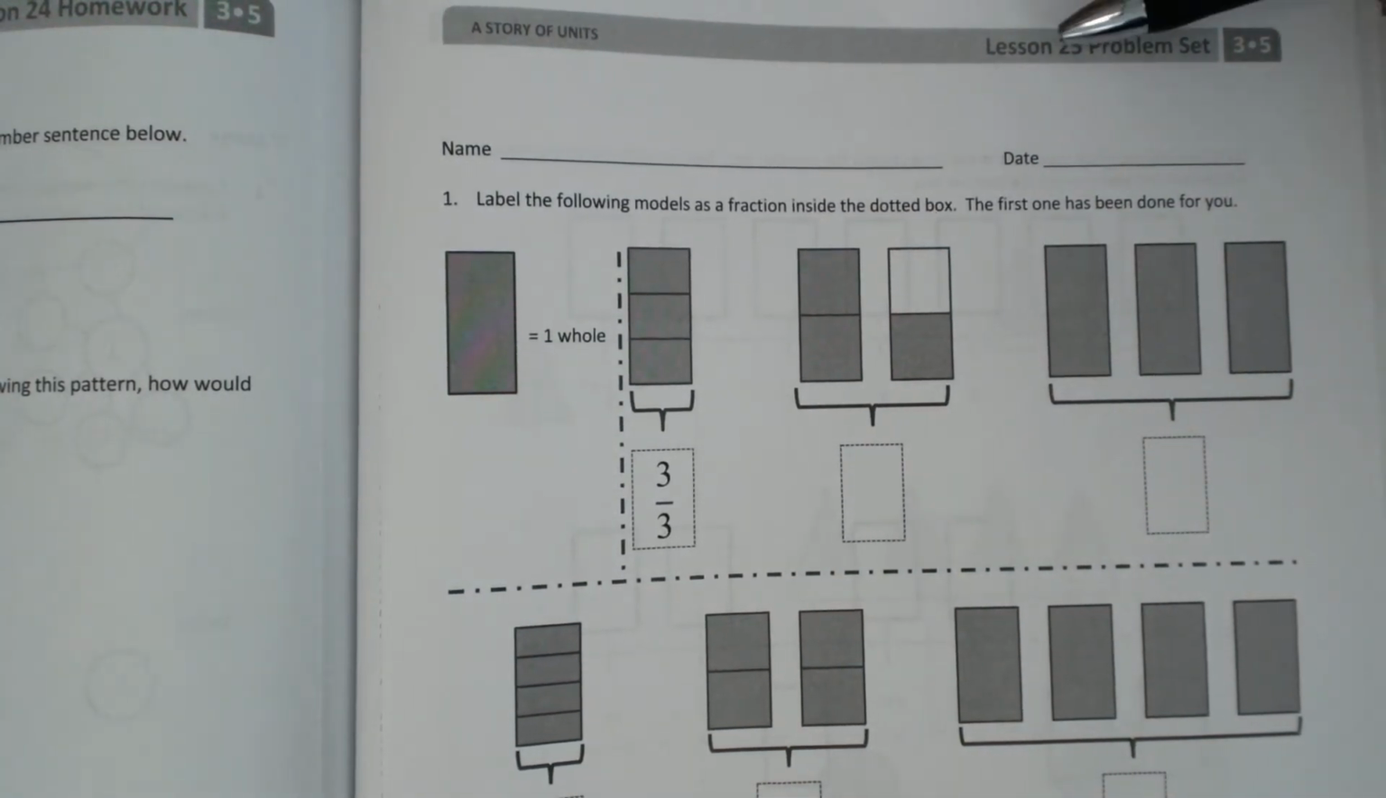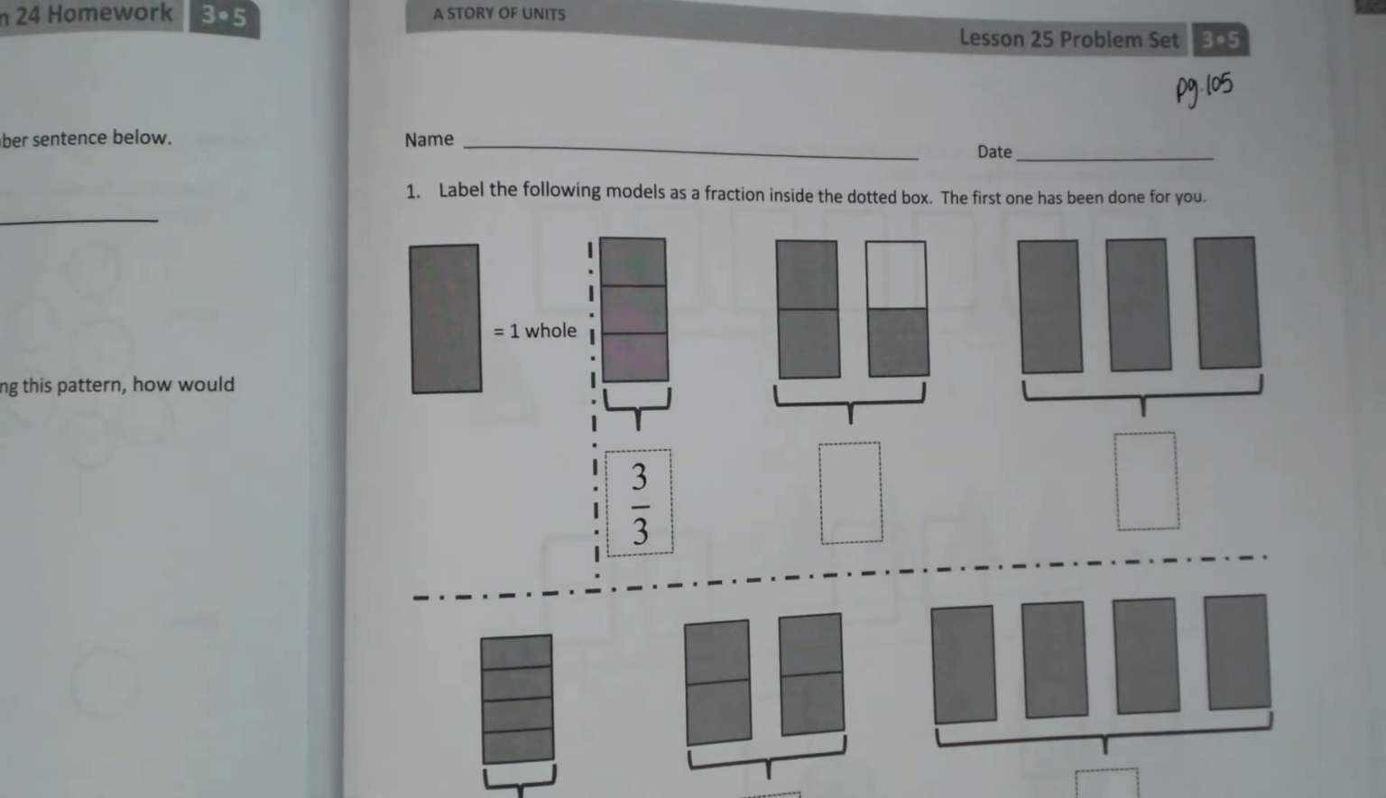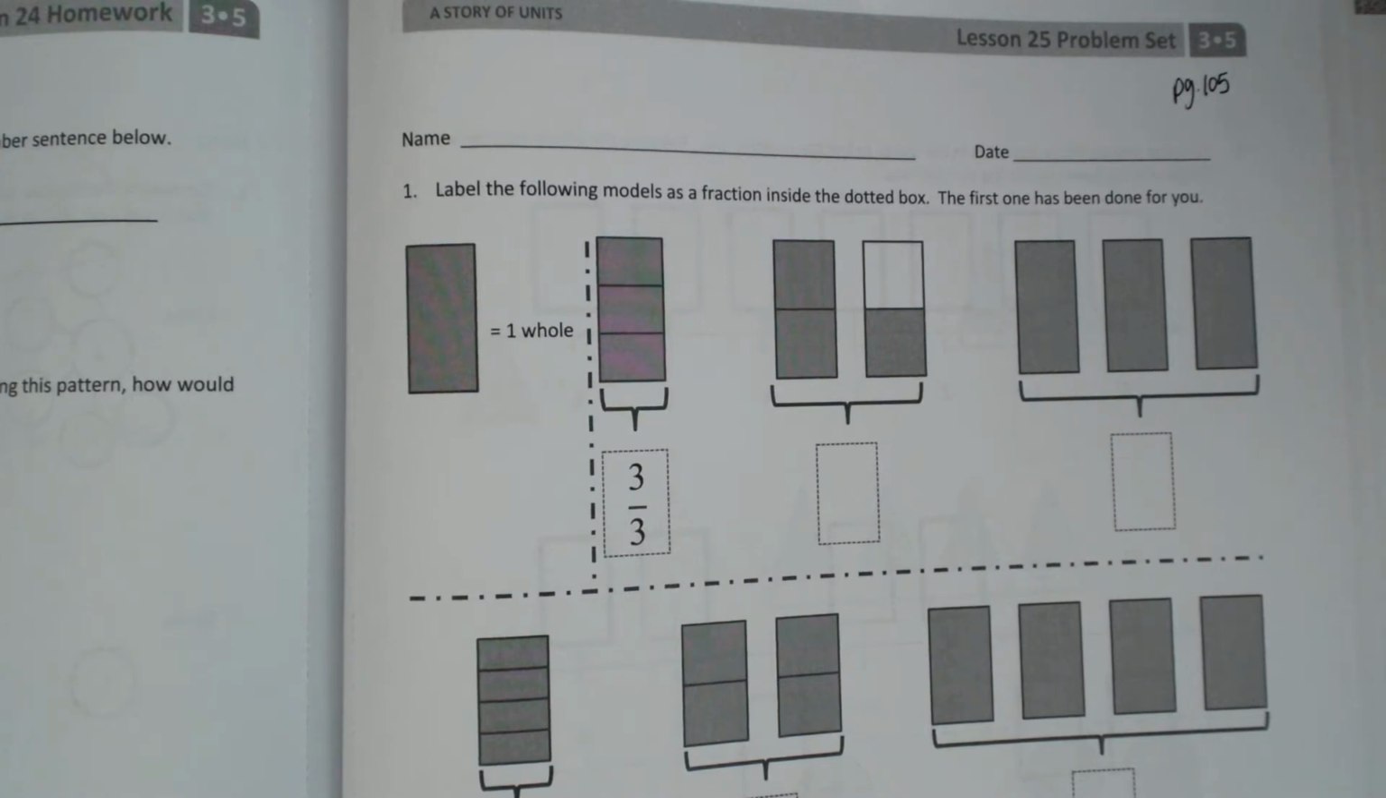We are in lesson 25. This is a problem set of module 5. It is on page 105. Lesson 25 in module 5 on page 105. All right, we have been talking about expressing whole numbers on a number line using fractions, and we're going to continue to do that when looking at whole numbers.